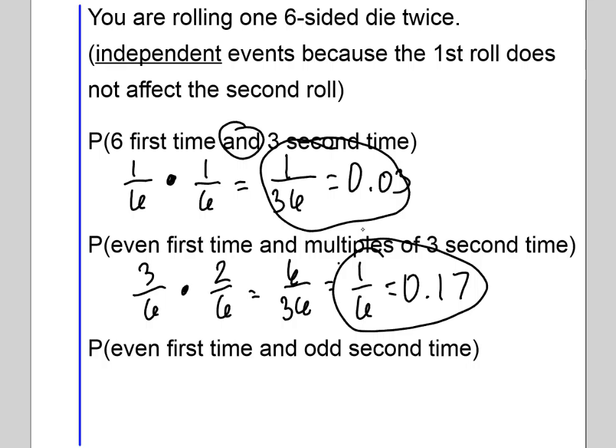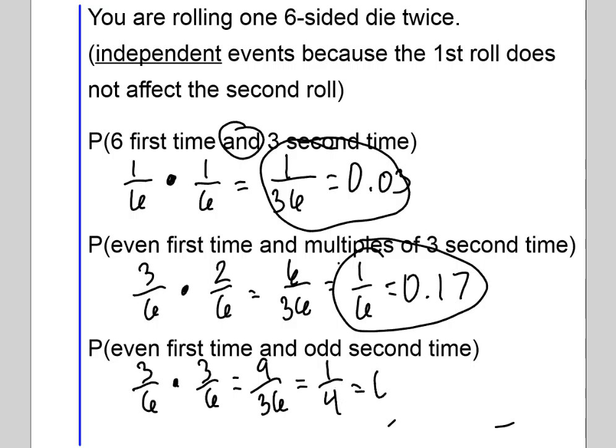What's the probability of rolling an even the first time and an odd the second time? Rolling an even the first time would be 3 out of 6. The even numbers are 2, 4, and 6 on the die. Odd numbers would also be 3 out of 6: 1, 3, and 5. Multiply these together and I get 9 out of 36, which reduces down to 1/4, 0.25. A much bigger chance of getting these 2 rolls than getting my other rolls.